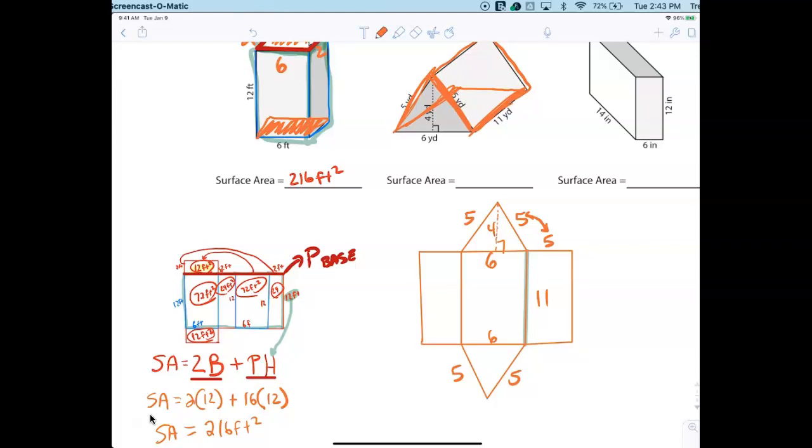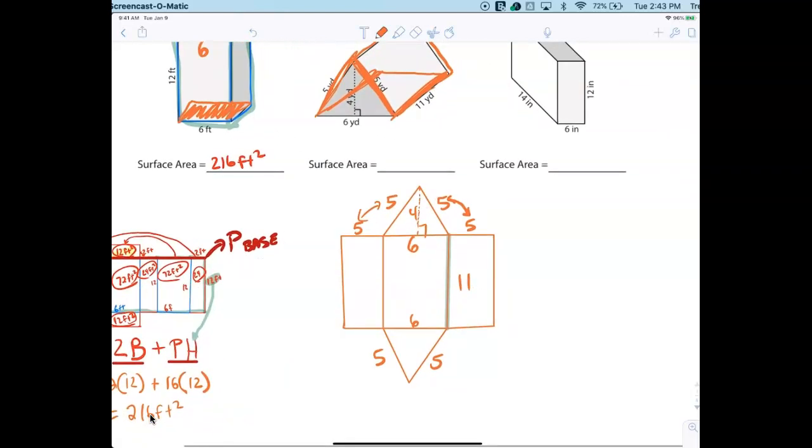All right, and again, this 5 is supposed to match up with that 5. If you fold that up now, you should be able to visualize that triangular prism. That's what I'm hoping. Now, let's go ahead and measure, because this is 11, this is 11, 11, and 11.